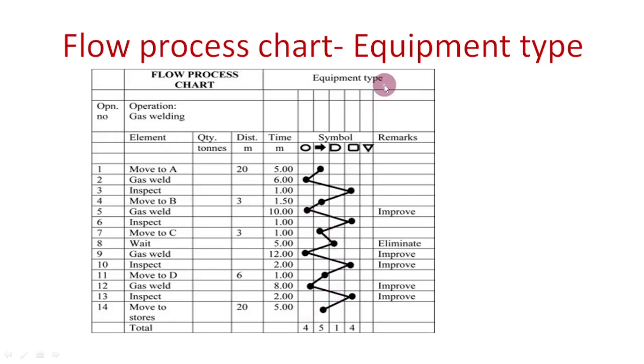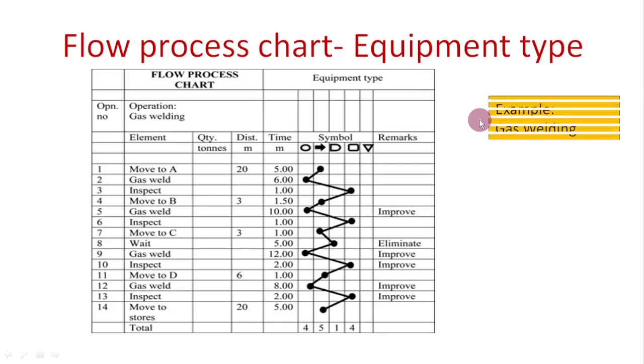The 3 process charts we have seen are the equipment type, man type, and material type. Here the example shows gas welding. The chart consists of symbols such as operations, transportation, delay, inspection, and storage. The activity in gas welding will be represented at four stations: station A, station B, station C, and station D. So, what is usually performed in the process of gas welding?